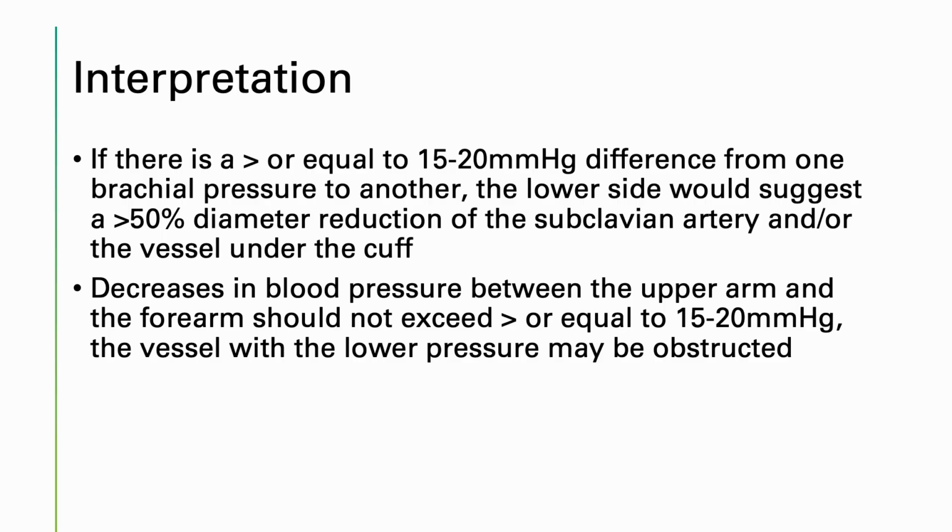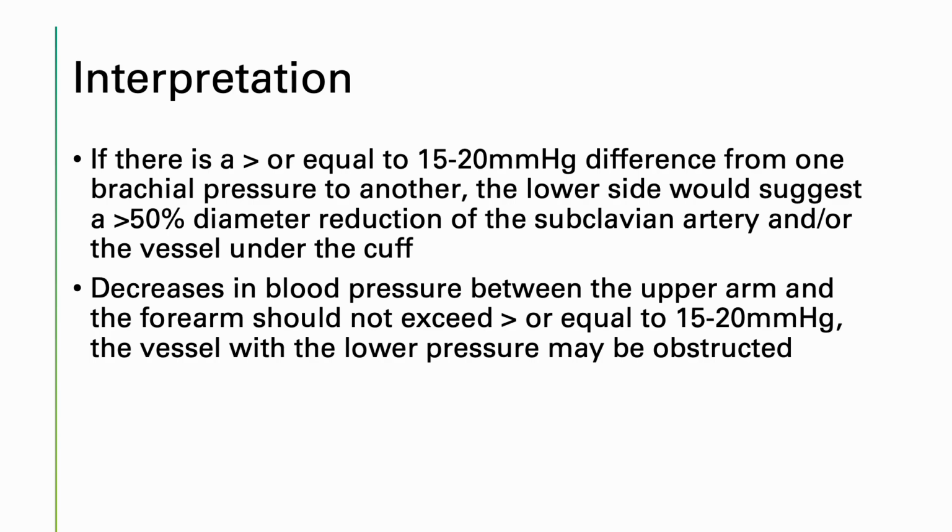All right, this is important. This will be on the quiz, so pay close attention, please. If there is greater than or equal to 15 to 20 millimeters of mercury difference from one brachial pressure to another, the lower side would suggest a greater than 50% diameter reduction of the subclavian artery and/or vessel underneath the cuff. So again, if your right brachial pressure is 120 and your left brachial pressure is 60, that should alert you that there is a likely problem in the left subclavian to brachial area.